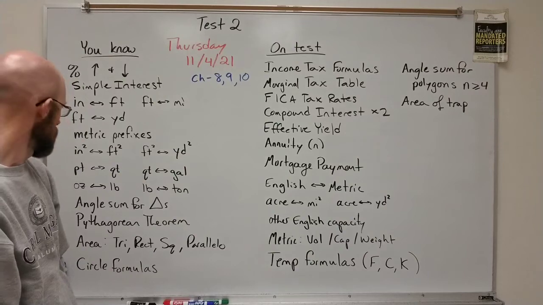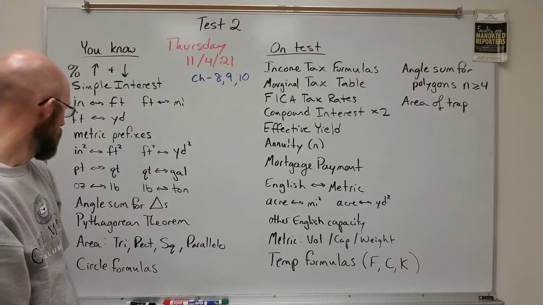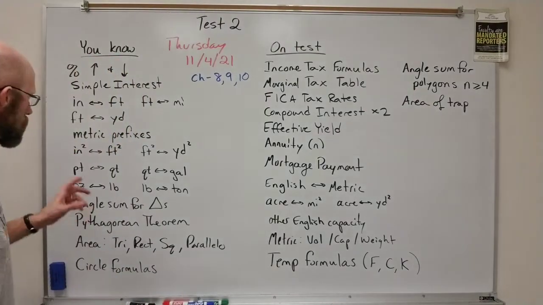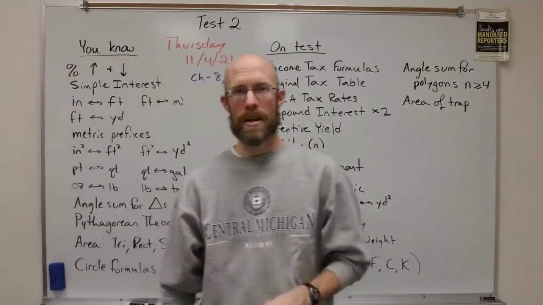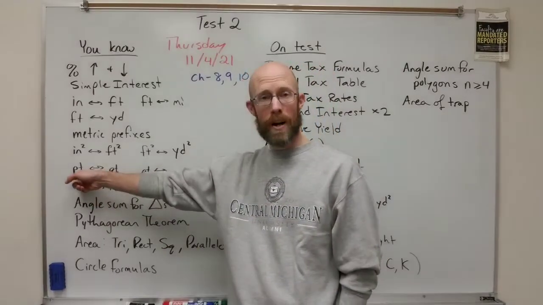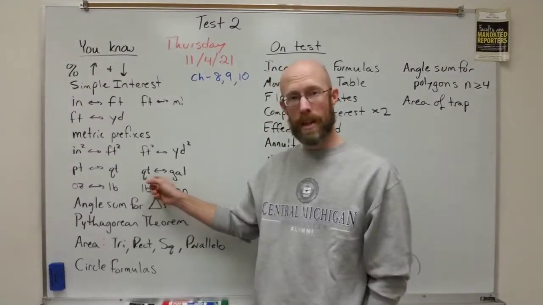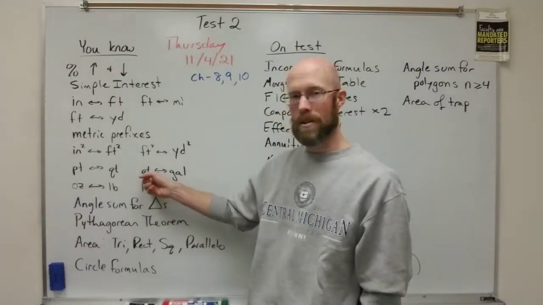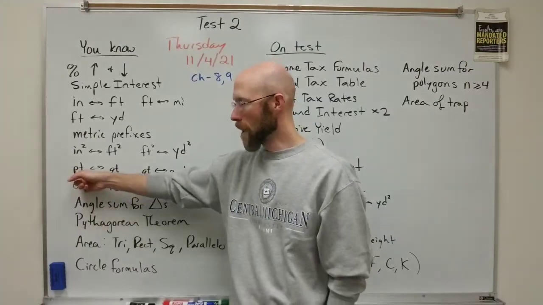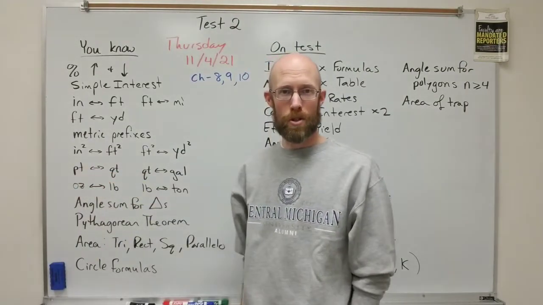Let's see. We're still looking at volumes and capacities and stuff like that. I do want you to know some of these. Some of these capacities are useful. Pints to quarts. There's 2 pints in a quart. There's 4 quarts in a gallon. These aren't too hard to remember because quart means quarter, which is 4. So there's 4 quarts in a gallon, and a pint is half of a quart. Okay, 2 pints in a quart.